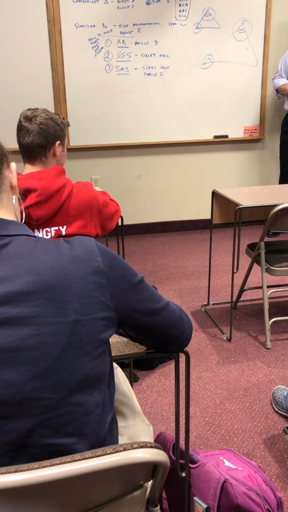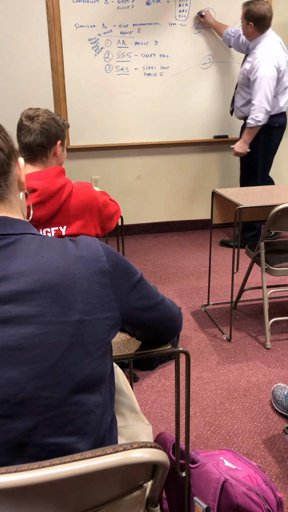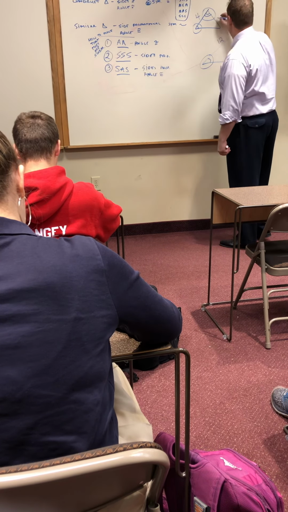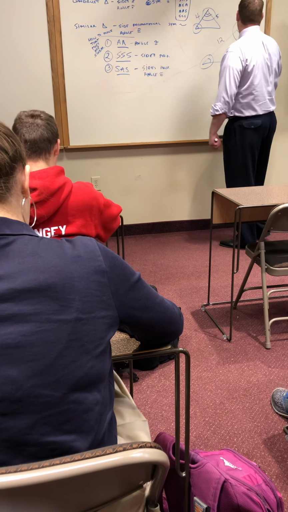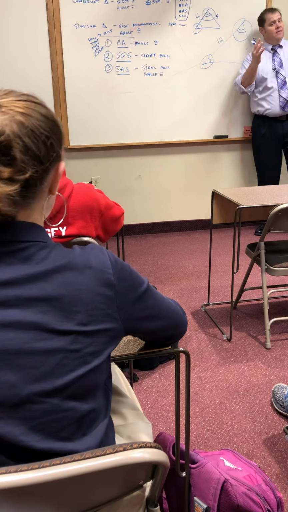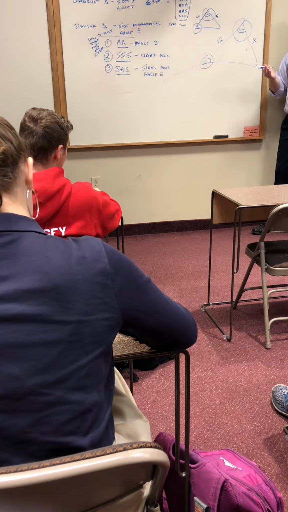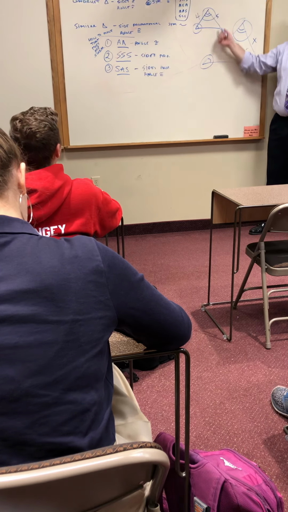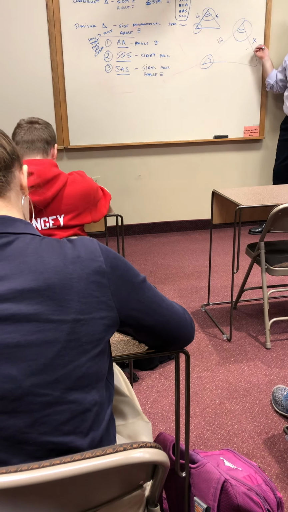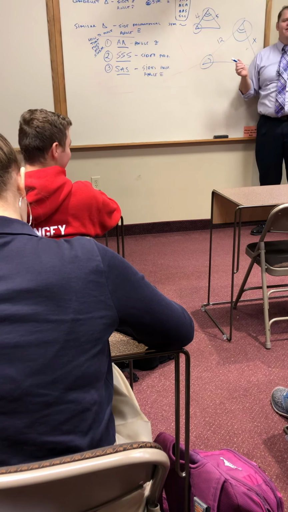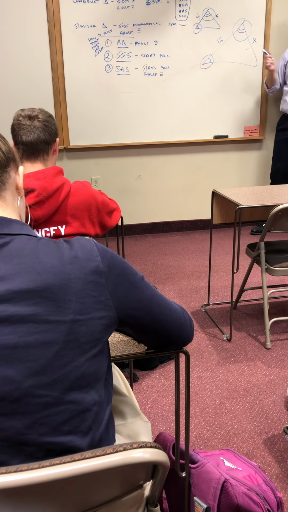Good. So now let me ask you this question. If this is 4 and this is 12, this is 5, what is this? 15. How did you get that, Caleb? Explain it to us. 4 times 3 is 12, so 3 times 5 is? 15. Is everybody following, guys?